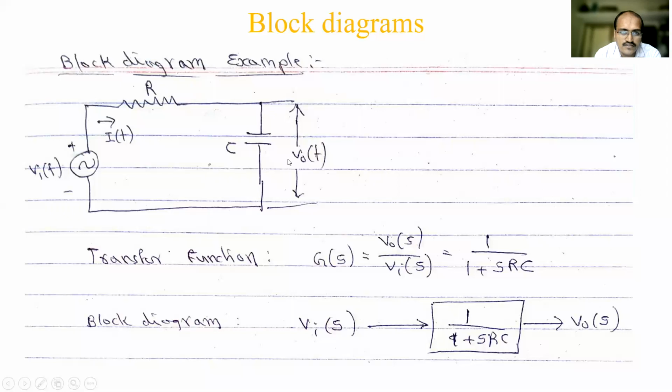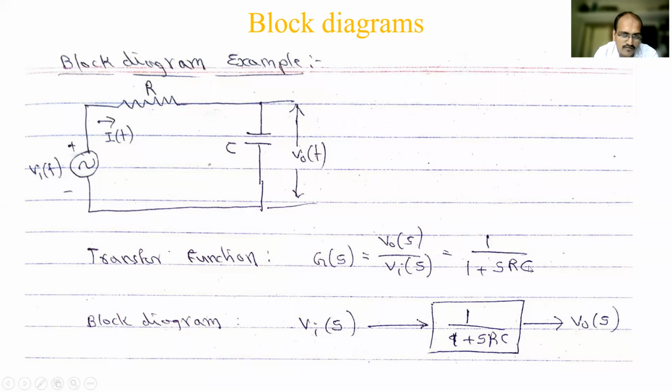So this equation you know. Similarly, V naught of t is nothing but 1 by C integration I of t. So we know both equations. We have done this problem in transfer function, that's why I'm not discussing it. When you take the Laplace transform of that, you'll get the equation. Then you take the ratio V naught of s by Vi of s. What you will get is 1 by 1 plus SRC.